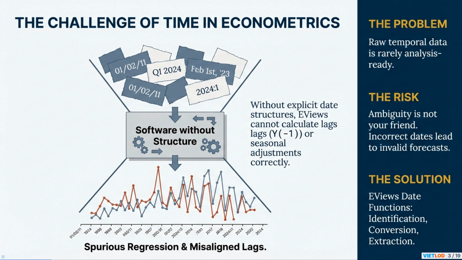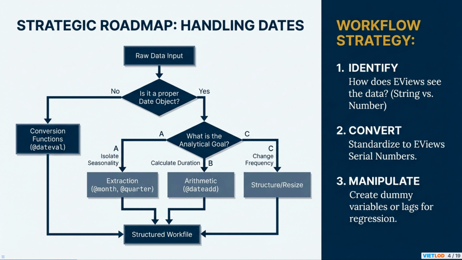The solution lies within EViews' powerful date functions. These tools allow us to properly identify, convert, and extract time-based information, creating a solid foundation for our analysis. If EViews misinterprets 01/02/11 as February 1st instead of January 2nd due to regional settings, any analysis of monthly effects will be fundamentally flawed, potentially leading to spurious regression results. To tackle this challenge systematically, we need a clear strategy. Let's look at a strategic roadmap for handling dates in EViews.